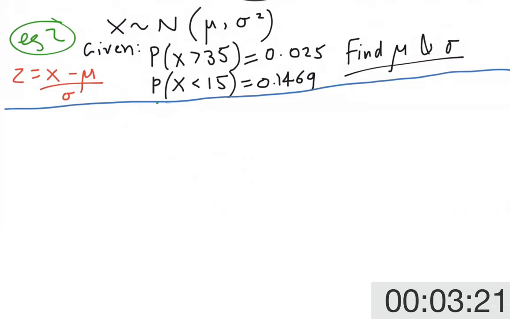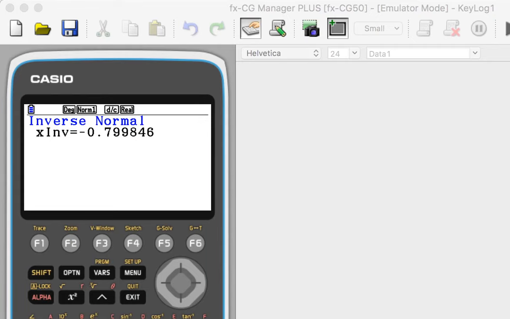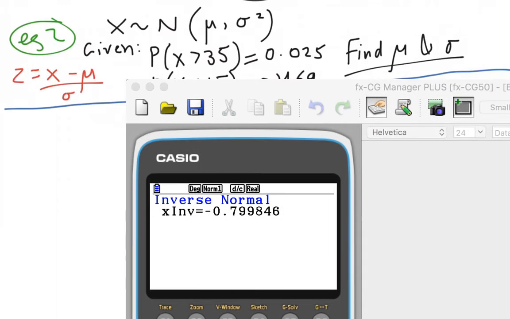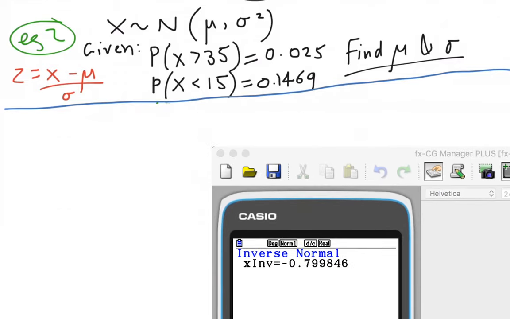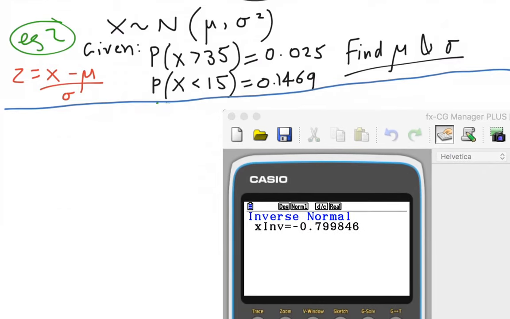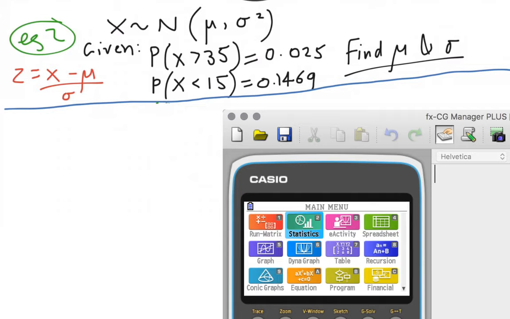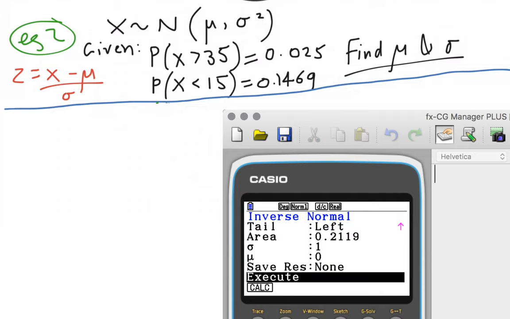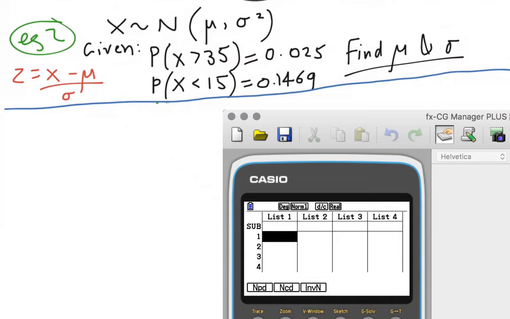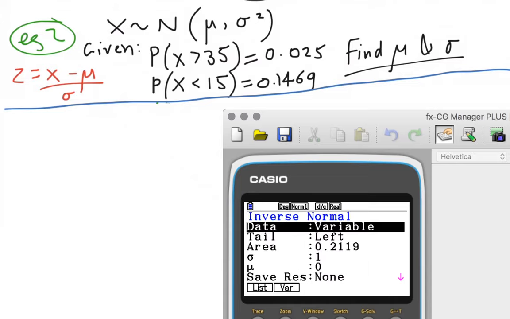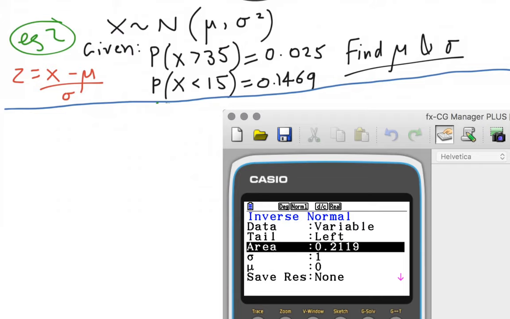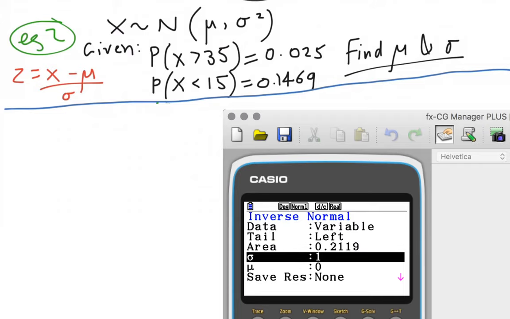So can I bring the calculator in? Add existing calc. Yes, there we go. So to find z, we use this inverse normal function. So if I go back to menu, statistics, distribution, normal, and then finding z is the inverse one because we put in the probability, which is the area, and it gives you the z value.